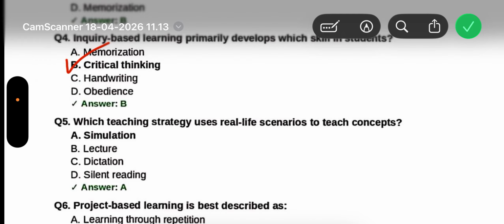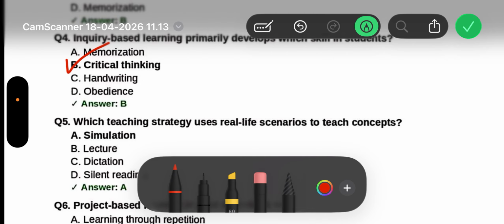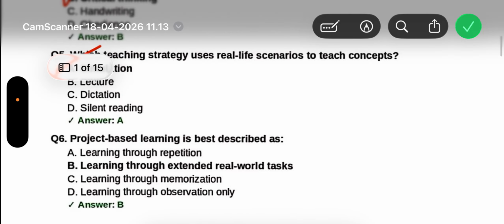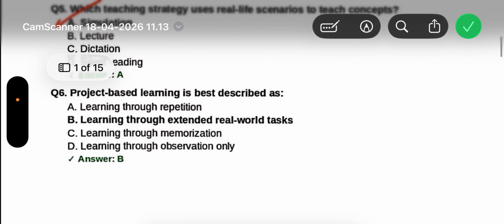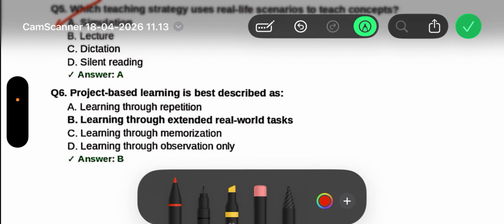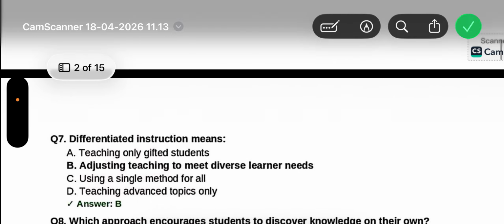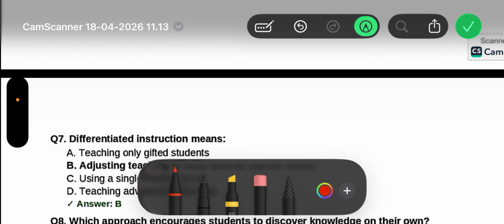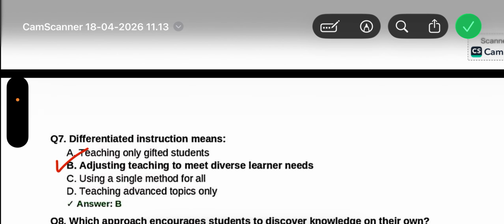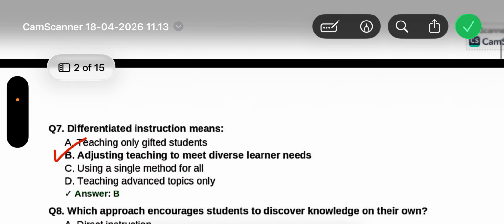Question number 5. Which teaching strategy uses real-life scenarios to teach concepts? A. Simulation uses real life scenarios. Question number 6. Project based learning is best described as learning through extended real world tasks. Question number 7. Differentiated instruction means adjusting teaching to meet diverse learner needs.